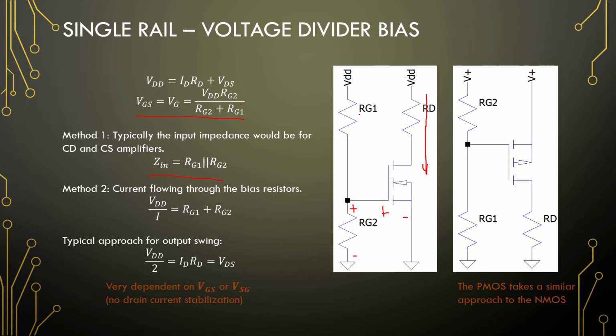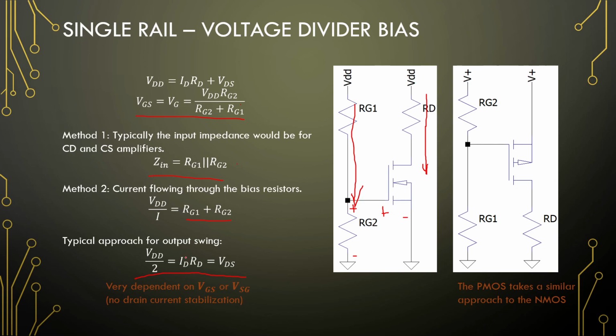Method two is when you're given a small current that should be flowing through both of these resistors, then VDD over that current is the sum of these two resistances. And the typical approach again is to choose VDD over 2 as your IDRD, which is equal to your VDS voltage. Okay.